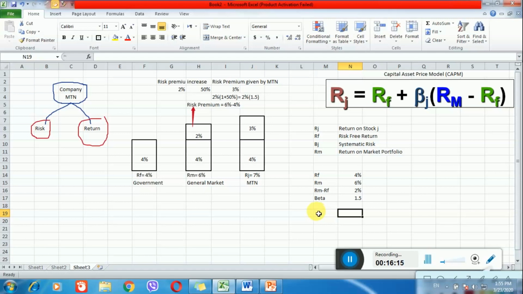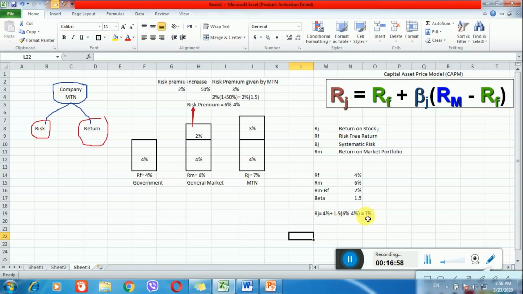Now we put all the information in this equation and we will get our required return. So RJ is equal to RF, which is 4%, plus beta, which is 1.5, times RM, which is 6%, minus RF, which is 4%. This is equal to exactly 7%. I hope you got it. Now we found RJ, that is 7%, and this is called the required return.